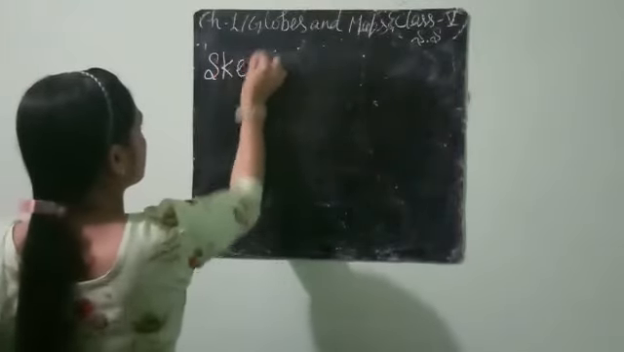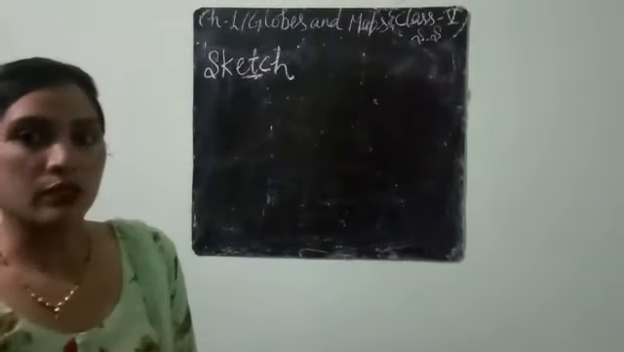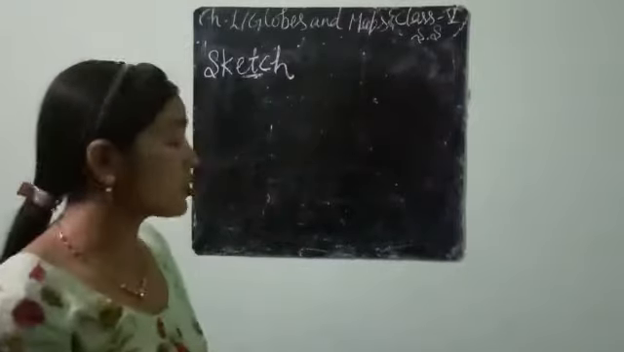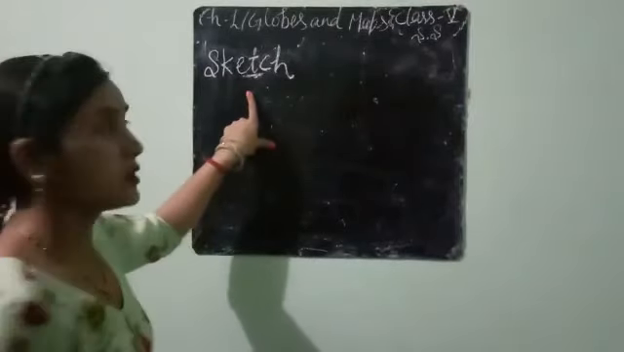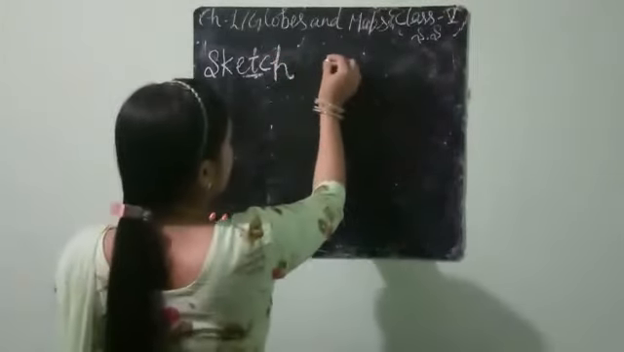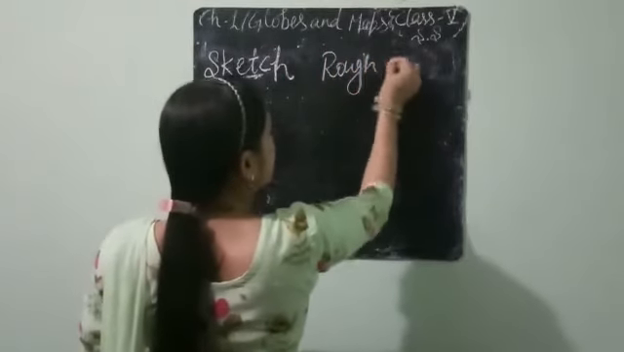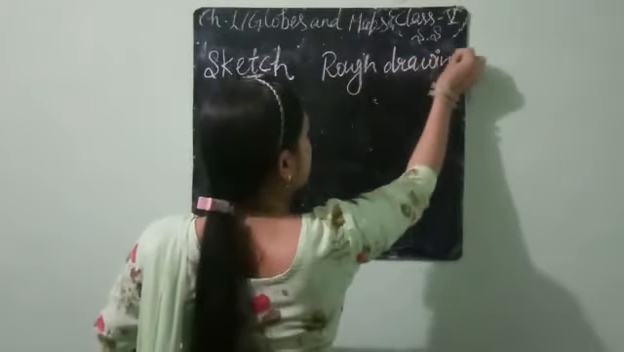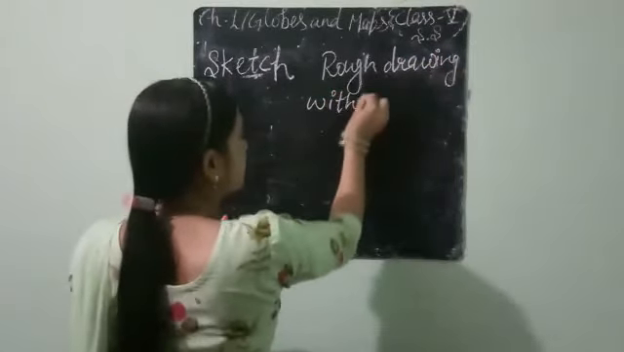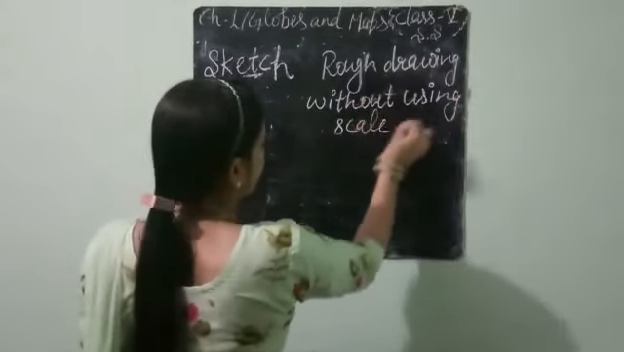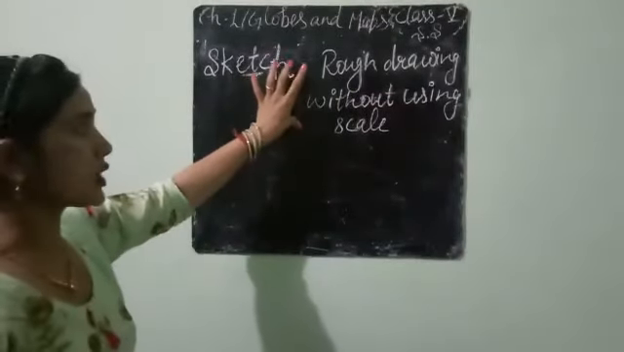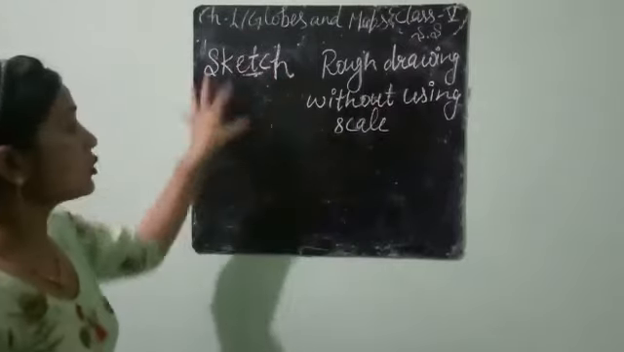The next thing is sketch. The maps are drawn according to the scale, but if there is any map that is not drawn according to the scale, then we can say that it is a sketch, not a map, because a sketch is a rough drawing without using any scale.